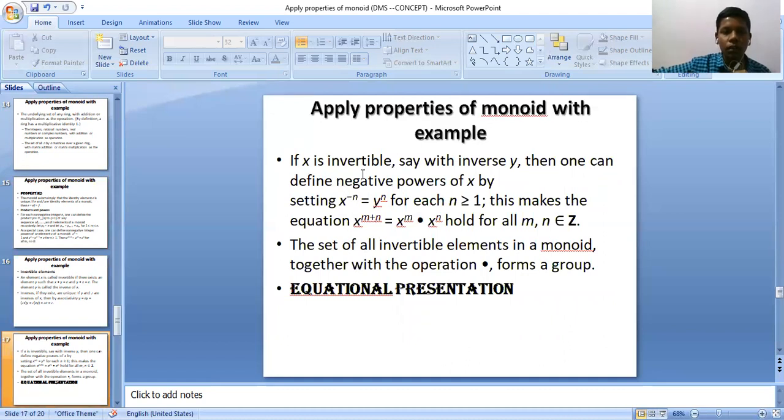If x is invertible, say with inverse y, then one can define negative powers of x by setting x power minus n equal to y power n for each n greater than or equal to 1. This makes the equation x power m plus n equal to x power m times x power n hold for all m, n belonging to the integers, that is Z. The set of all invertible elements in a monoid together with the operation dot forms a group.